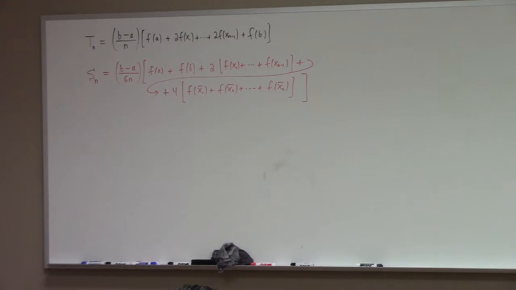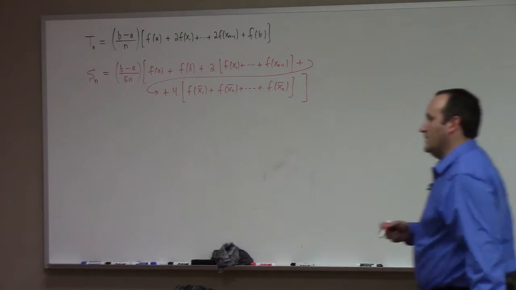All right. So those are your basic methods of numerical integration: left, right, midpoint, trapezoid, Simpson's rule.